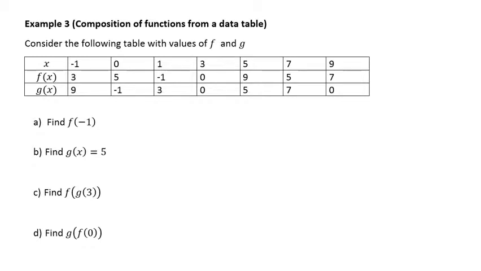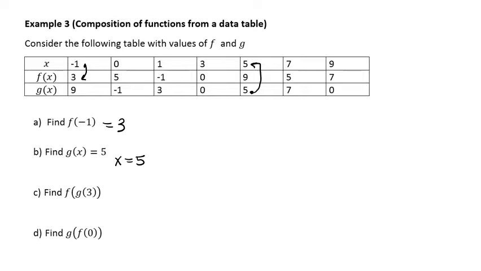Our next example involves reading data from a table. This is not complex, but it can be confusing if you've not looked at a table of values in this way before. So a little example here. f of -1, I just find x is -1 here, f of -1 there, f of -1 is 3. g of x equals 5, so I'm reading on the line of g of x for where y is 5. So there's where g of x equals 5. The x value where that occurs is 5.